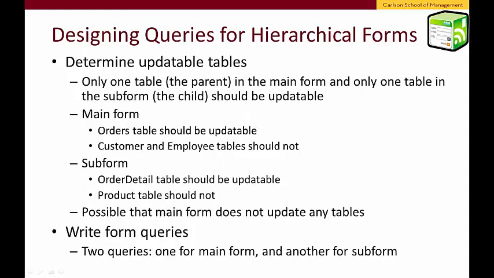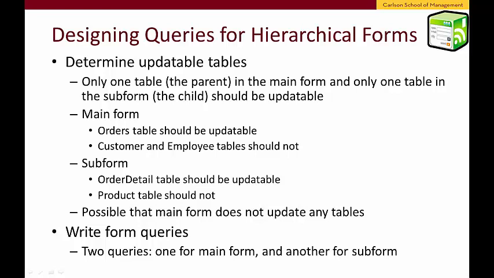The critical piece is to determine which tables should be updatable. And the rule is to have only one table, the parent, updatable on the main form. So this would be the order table with customer and employee as read only. The same goes for the subform. Only one table, the child, should be updatable there as well. In our case, this would be the order detail table with product table left as read only.